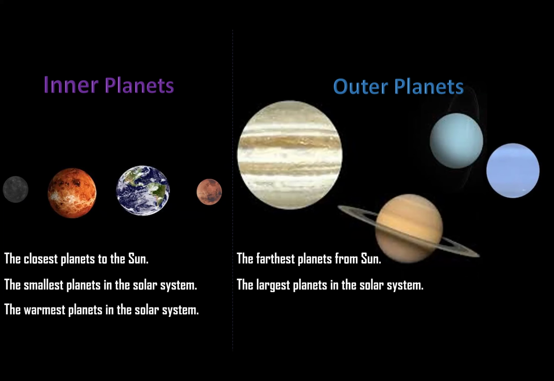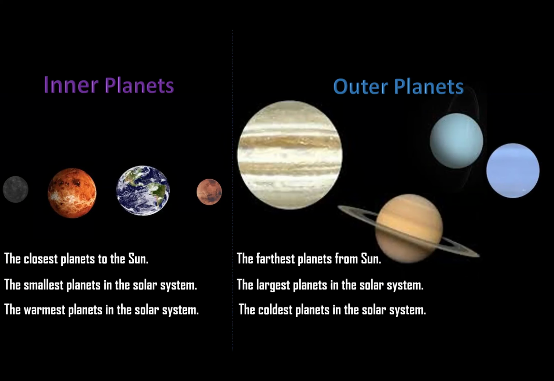As they are closest to the sun, they are the warmest planets in the solar system, and as the outer planets are the farthest from the sun, they are the coldest planets in the solar system.